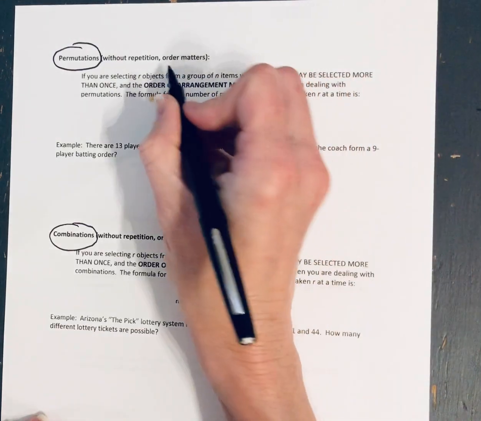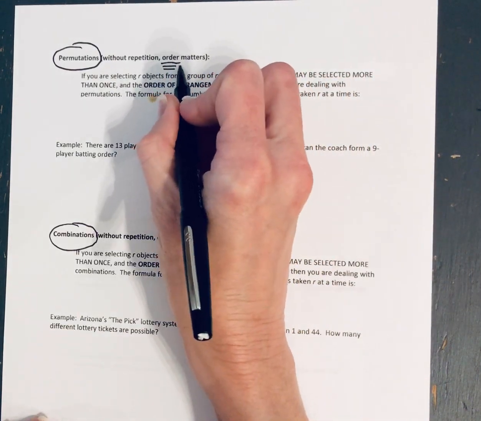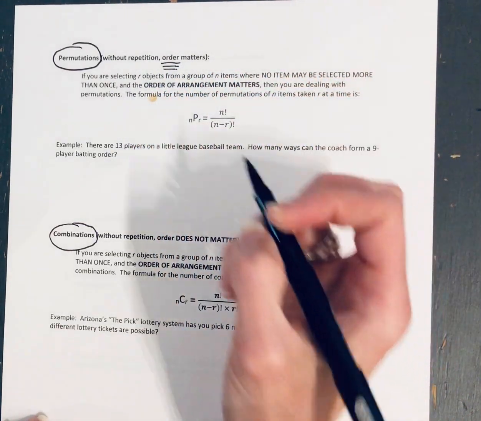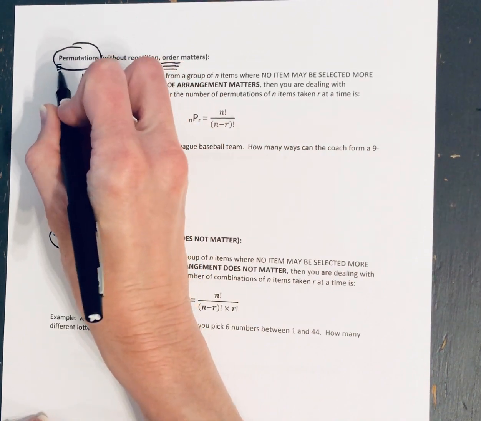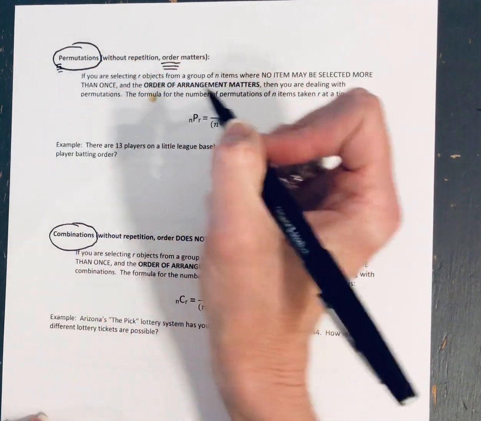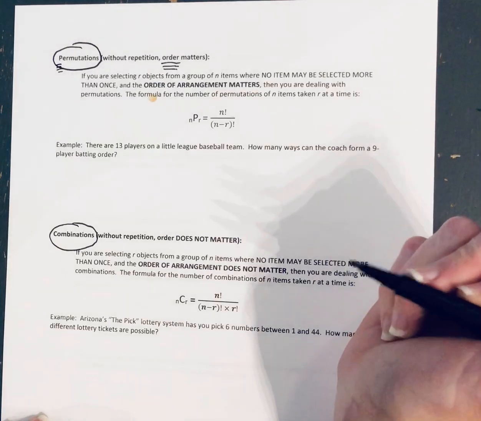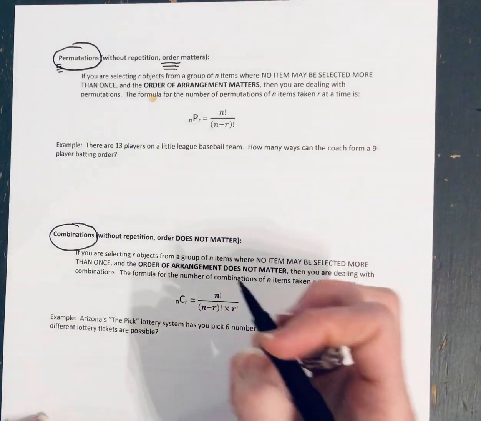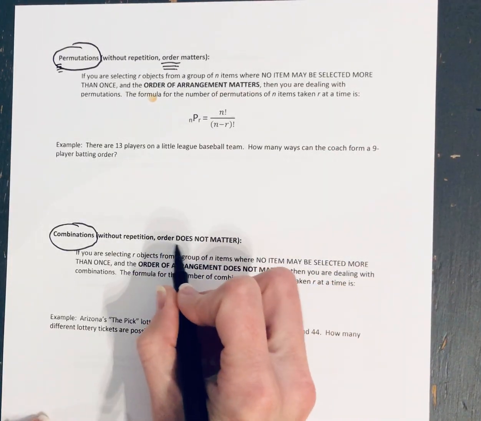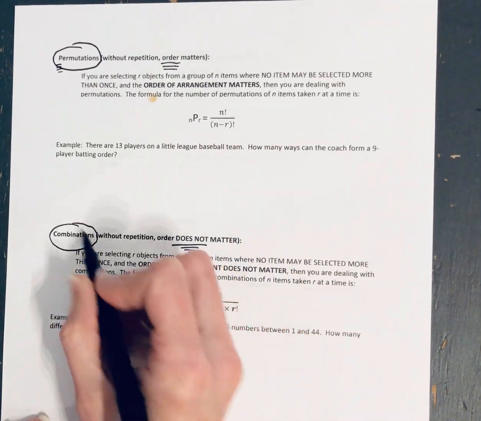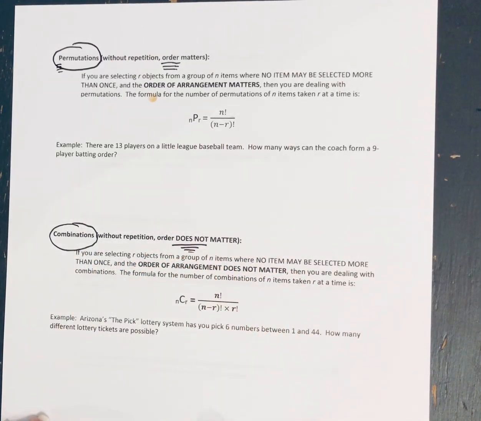If the order that we select our items matters, then we're going to use permutations. I always remember that because O and P are right next to each other in the alphabet. If the order that you're placing your objects in does not matter, then you're going to use combinations.